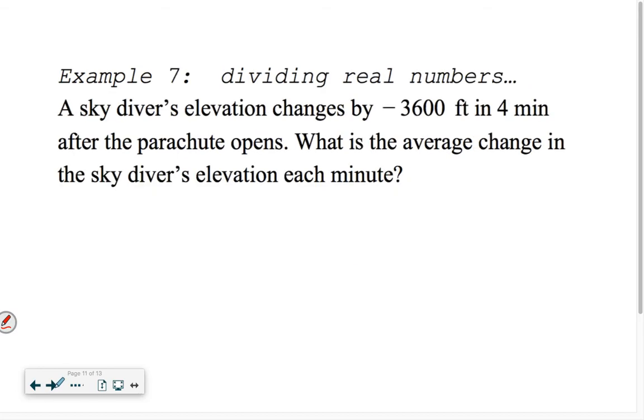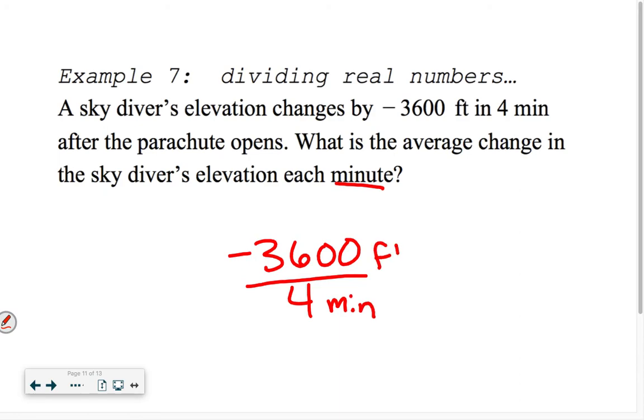Alright. Word problem with division. A skydiver's elevation changes by negative 3,600 feet in 4 minutes after a parachute opens. What is the average change in the skydiver's elevation each minute? Okay? So about how far does he go each minute? Okay? Well, negative 3,600 divided by the 4 minutes, right? Take the feet divided by the minutes, you'll know how much he goes for each one.